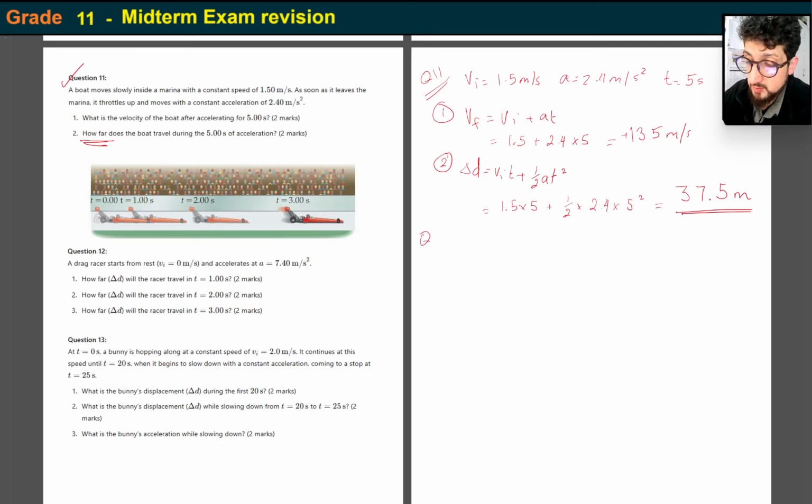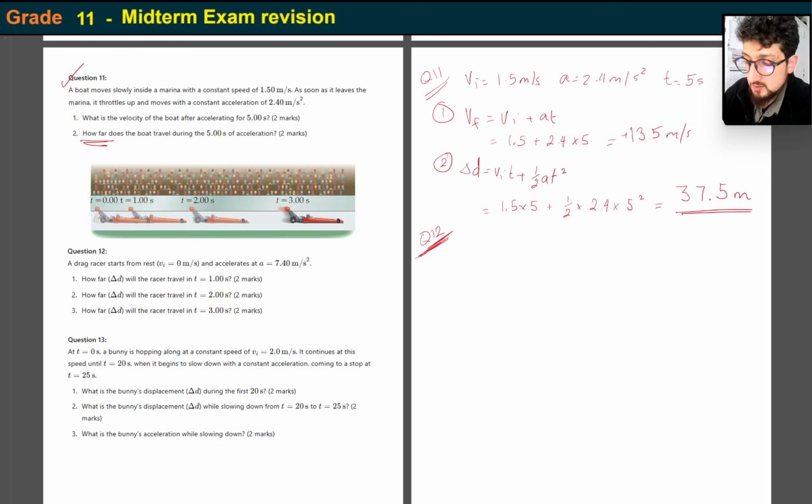Okay, let's go to question 12. A drag racer starts from rest and accelerates at 7.4 meters per second squared. How far? So that means distance. Will the racer travel in 1, 2, and 3 seconds? So we're using the same formula, essentially. We've got everything we need.